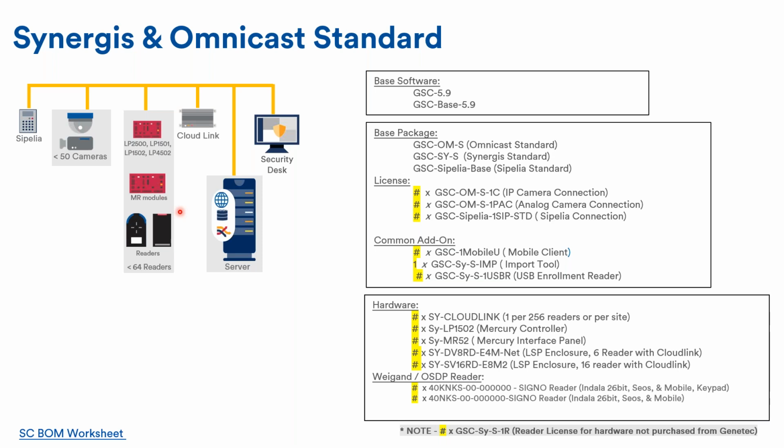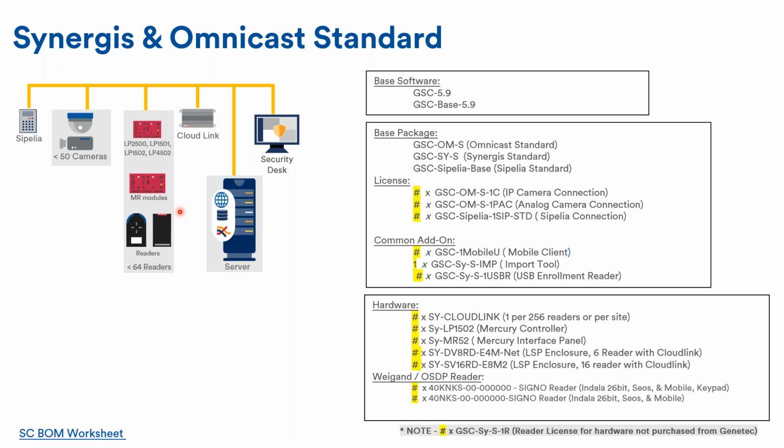So for hardware, as you can see over here, for example purposes, we're using the Synergist CloudLink device. As I mentioned previously, one single Synergist CloudLink device can manage up to 256 readers. Now we would obviously need to have our Mercury controllers in this scenario to be able to manage our access control, and also the interface panel to go with it.